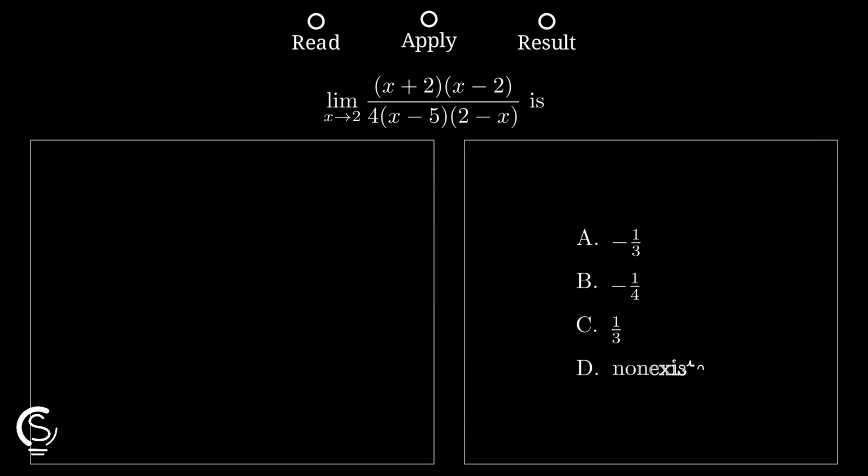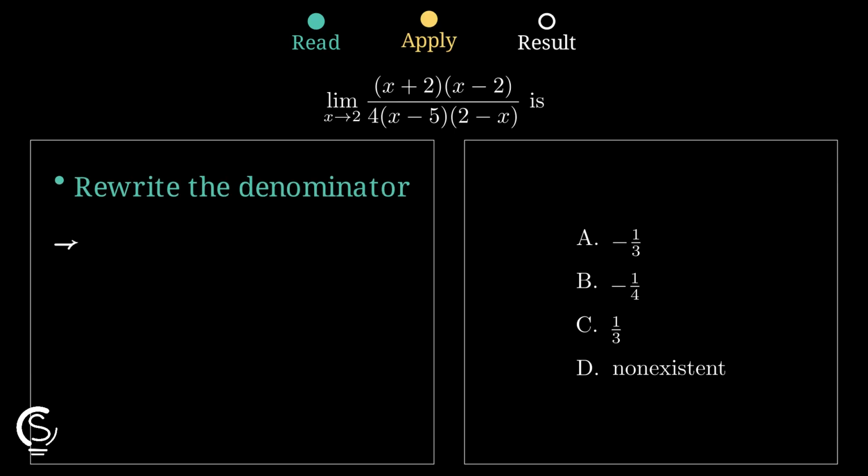Start by rewriting the denominator, because 2 minus x is the opposite of x minus 2. So 4 times (x minus 5) times (2 minus x) becomes negative 4 times (x minus 5) times (x minus 2). Now the fraction is (x plus 2) times (x minus 2) over negative 4 times (x minus 5) times (x minus 2). And that common (x minus 2) cancels cleanly, which is the key move here.